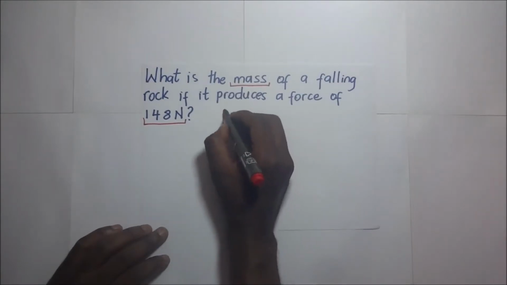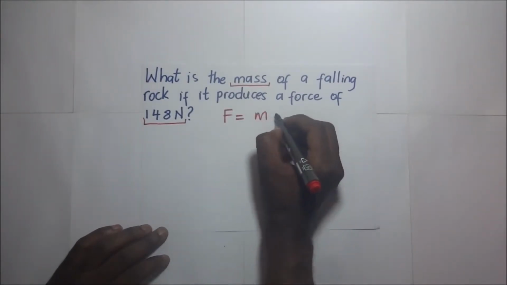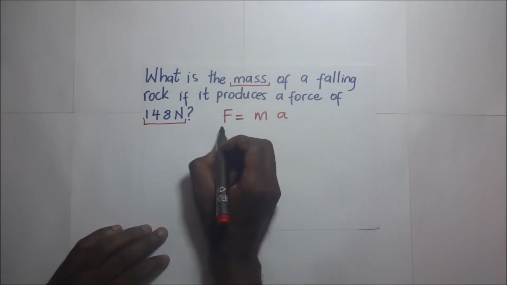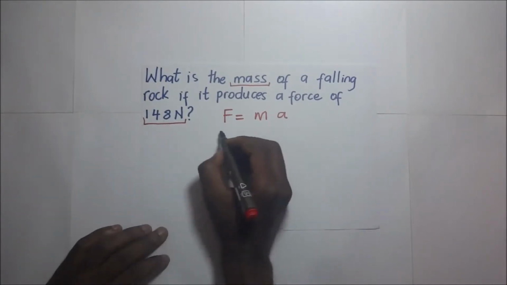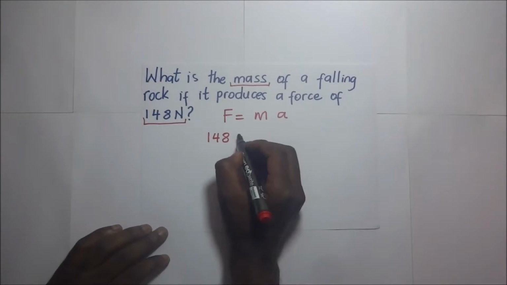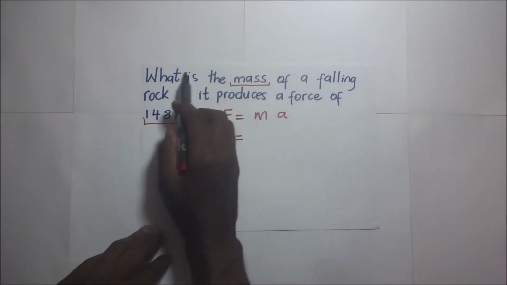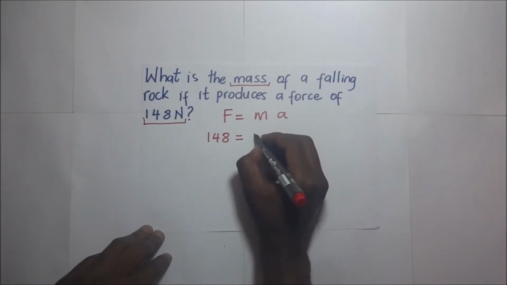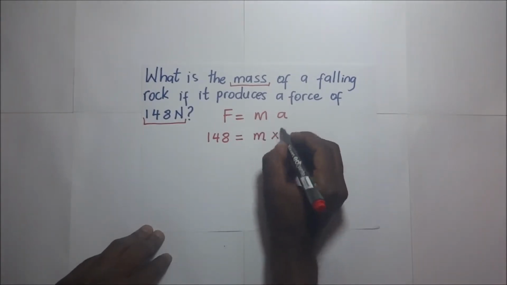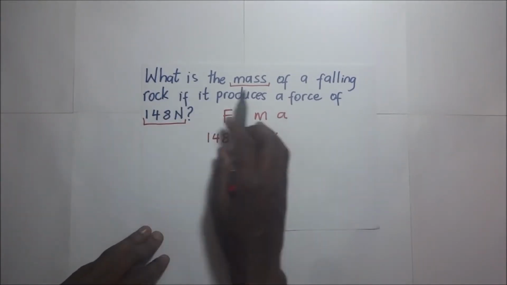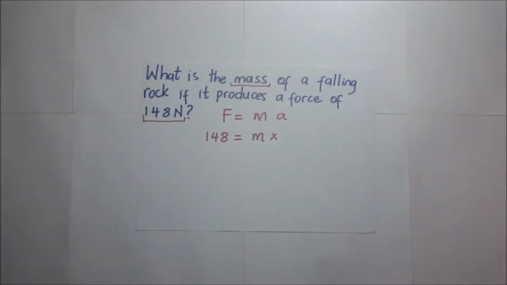So if we look at it, force is equal to mass times the acceleration. The force it's producing is 148 newtons. 148 newtons is going to be equivalent to the mass which is being required of us in the question. They're asking us the mass, so it is m we are looking for. Multiply that by the acceleration.